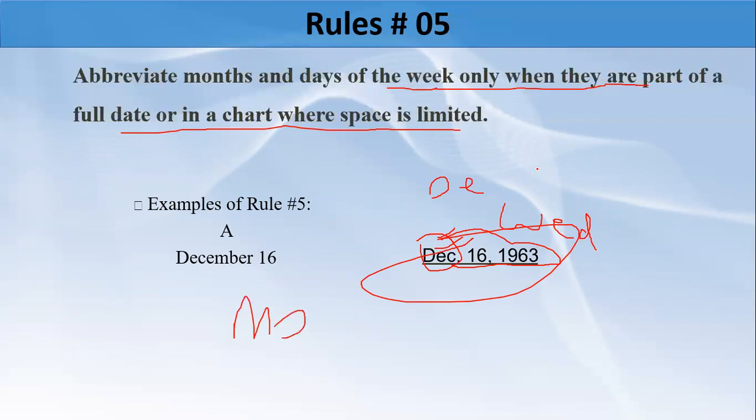And in charts as well, when we want to save space, we go for the abbreviated form of the names of days and the names of months. If you look at a calendar, in an academic calendar, usually we do not have much space in the charts. So that is why we mostly go for the abbreviated form then.